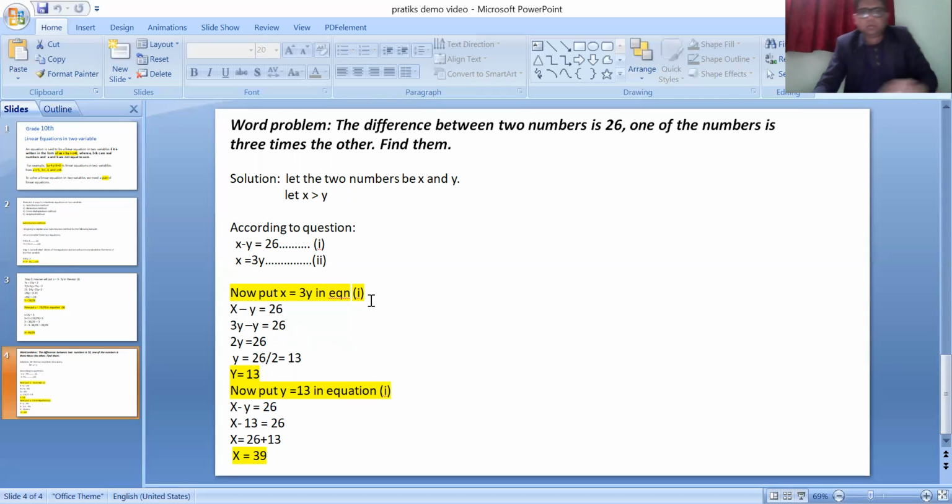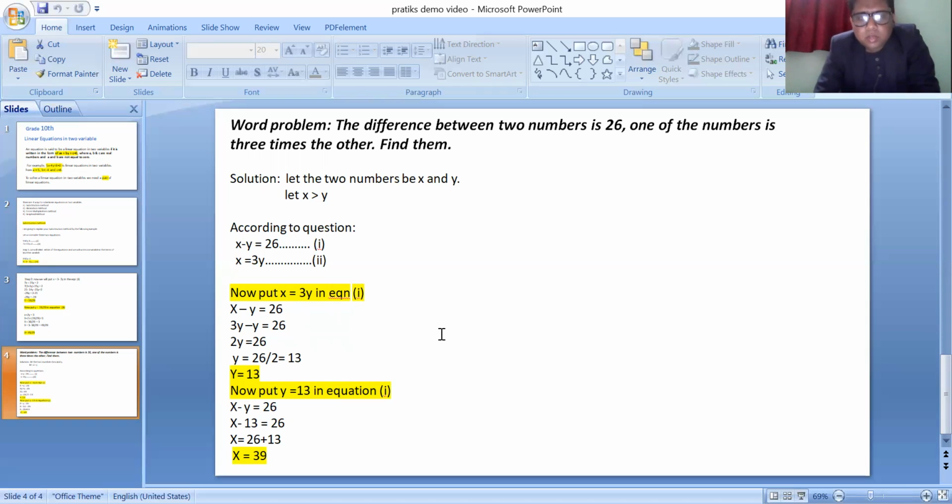Now what we have to do? Now we will use the substitution method. We will put x is equal to 3y in equation 1. So equation 1 was x minus y is equal to 26. The value of x is 3y, so 3y minus y is equal to 26, 2y is equal to 26. After solving, we got y is equal to 13.